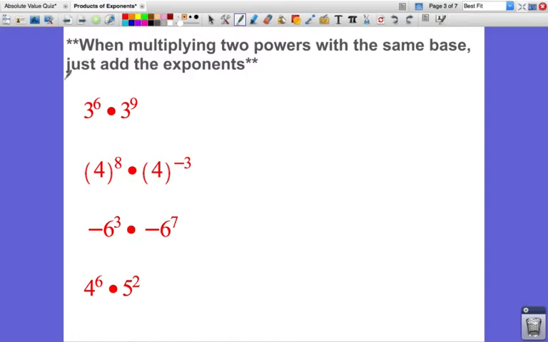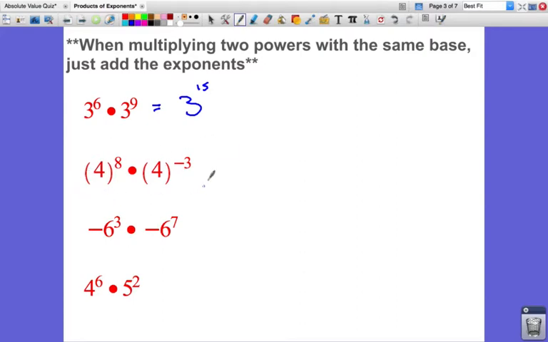If we look at this problem, I have 3 to the 6th power times 3 to the 9th power. I'm multiplying. Now I realize I have the same base, 3 and 3. So all I have to do is add my exponents and I'm done. So 3 to the 6th times 3 to the 9th is just 3 to the 15th power.